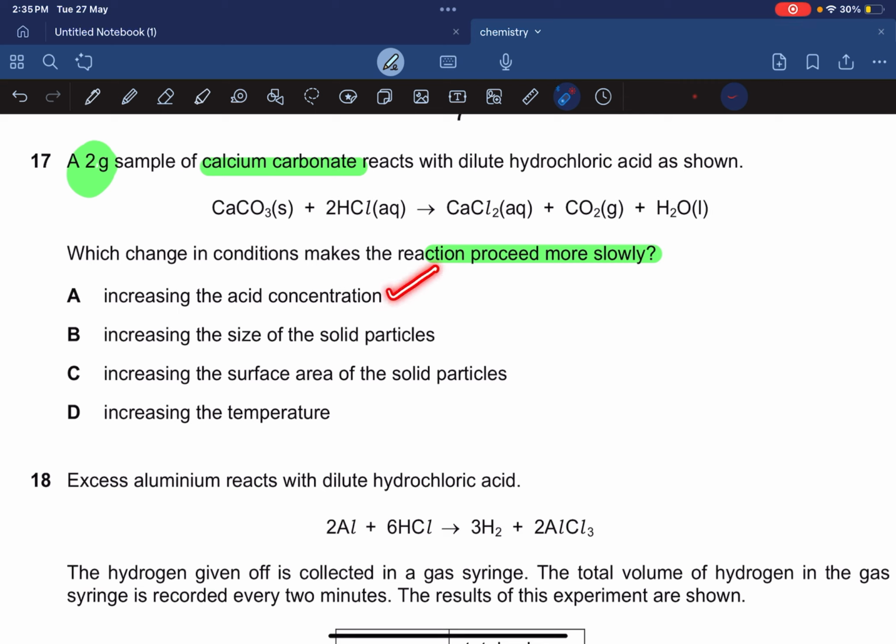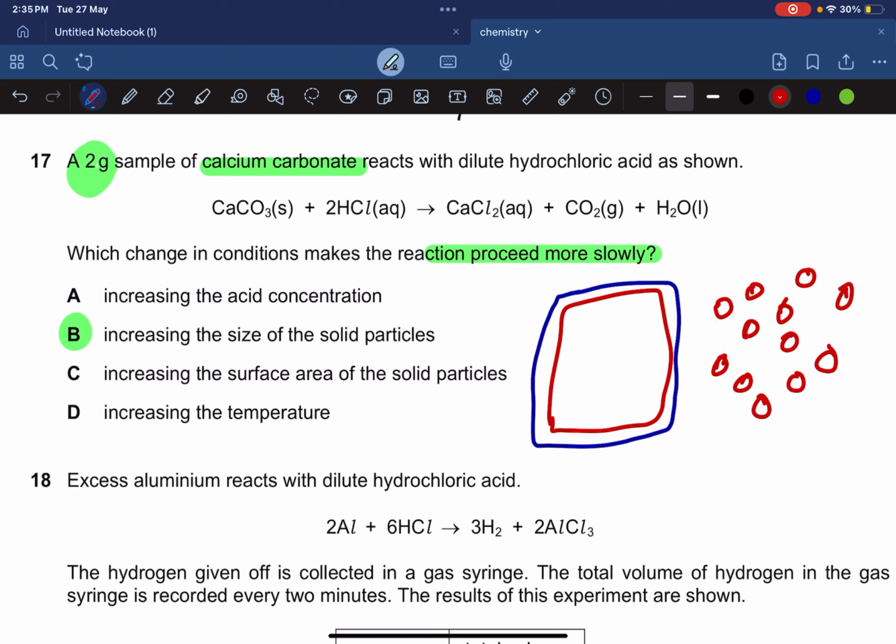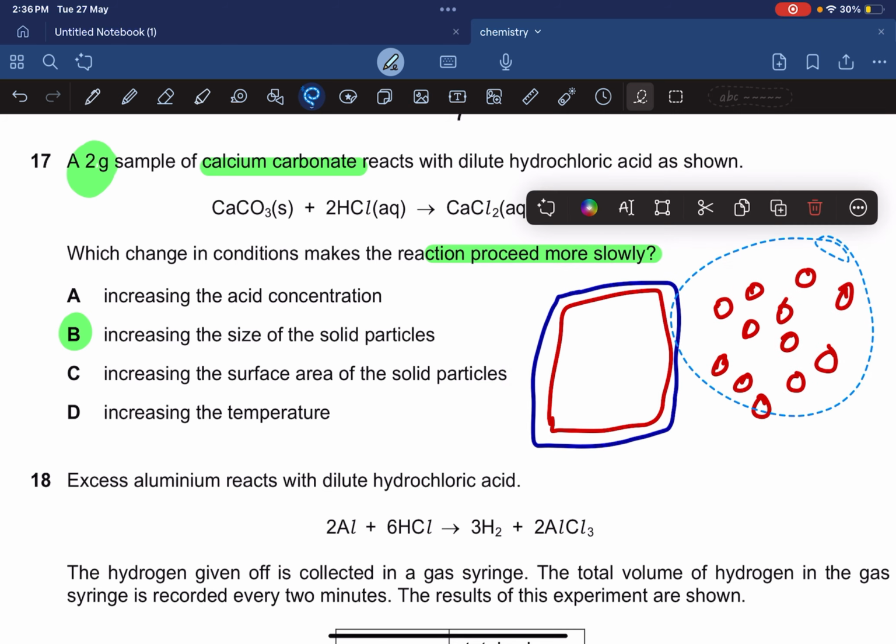Increasing the size of the solid particles is going to be correct, because when you have a large particle, you have a smaller surface area. This blue is the surface area of the particle, but when that particle is in its powdered form like this, you have a large number of particles. The surface area of the particles increases.